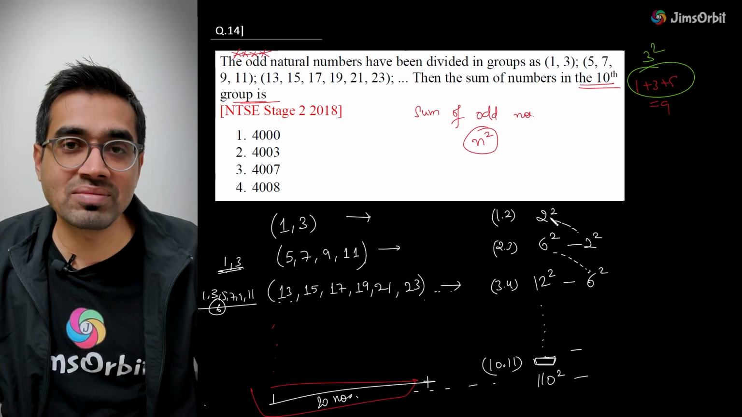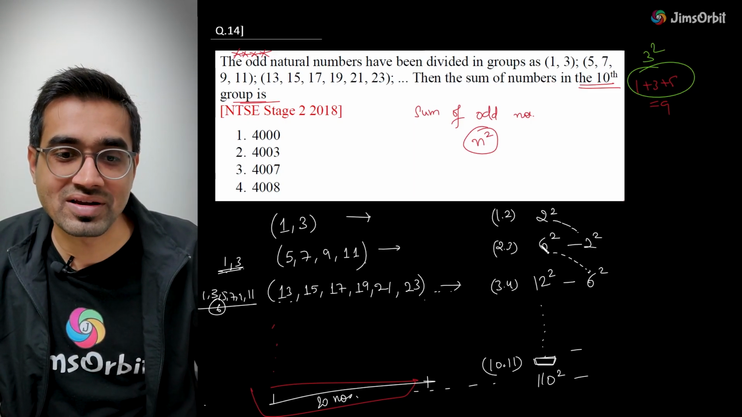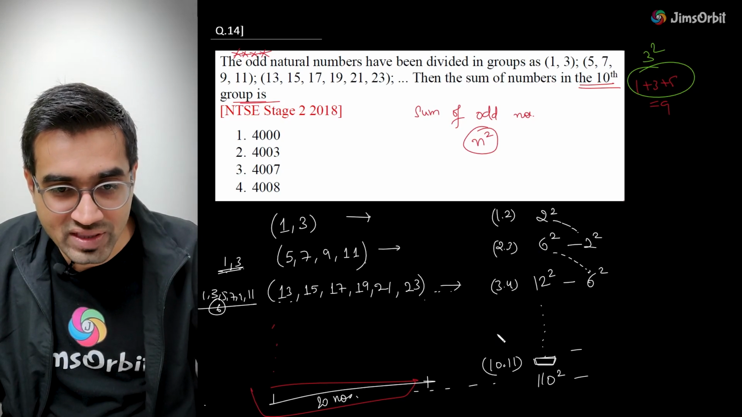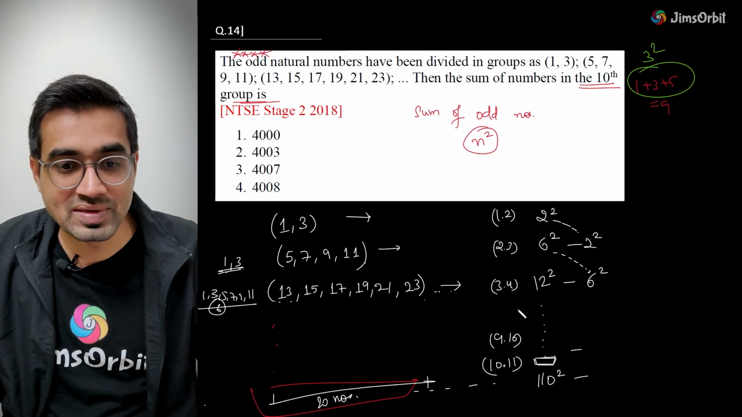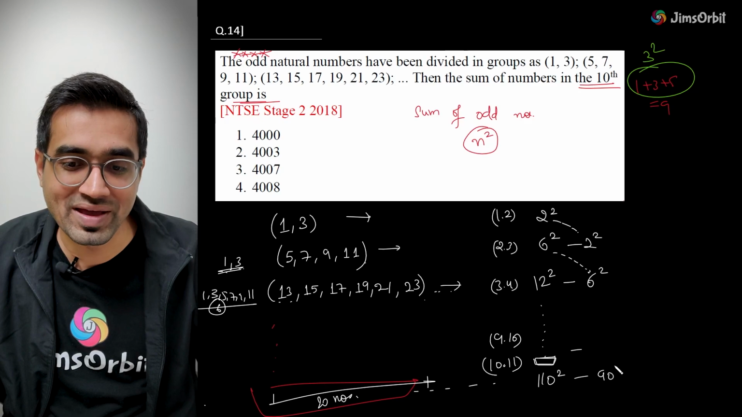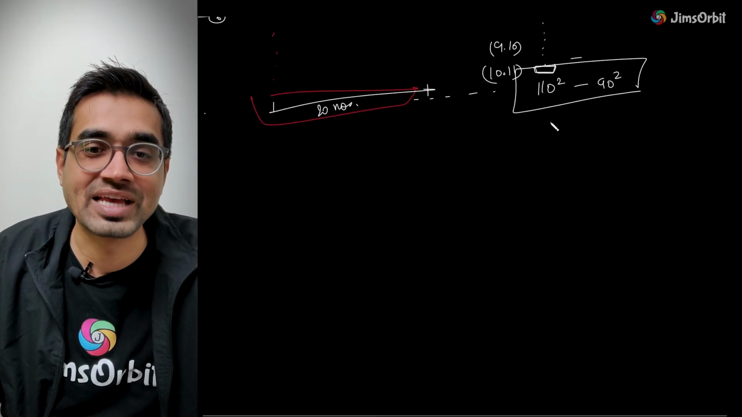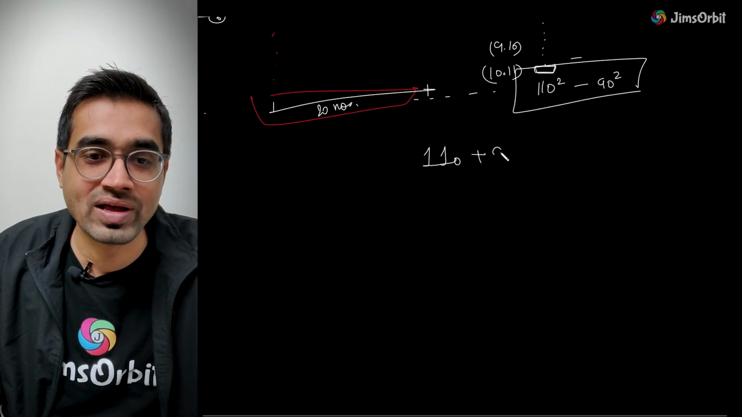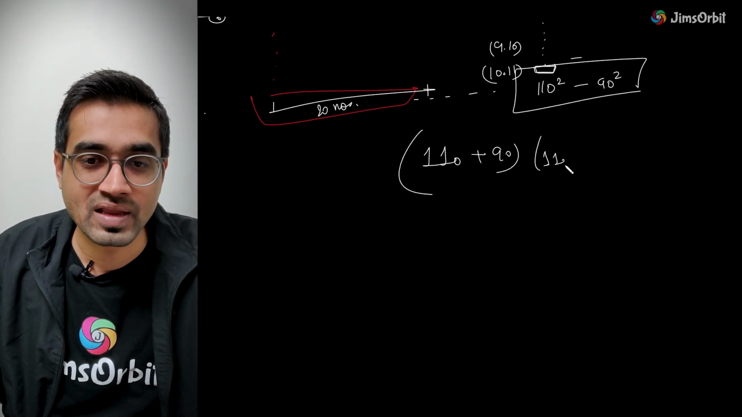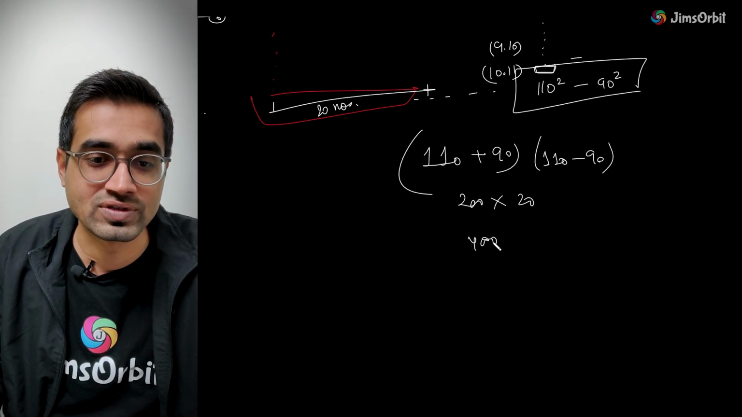What is this number? It is just the previous number. So what will be the previous for this? 9 into 10, so it will be 90 square. So 110 square minus 90 square. Are you kidding me? A square minus B square: 110 plus 90, times 110 minus 90. So 200 times 20, which is 4000.